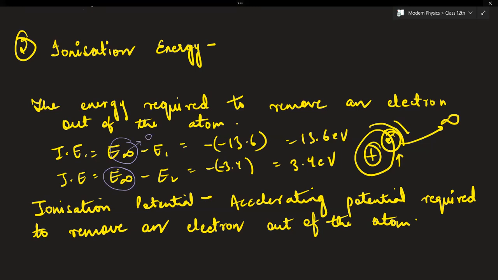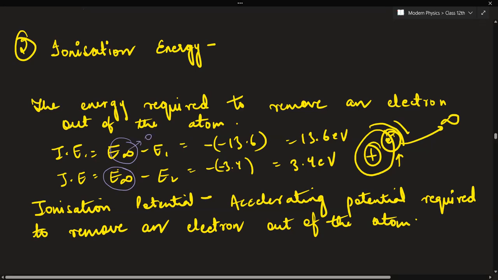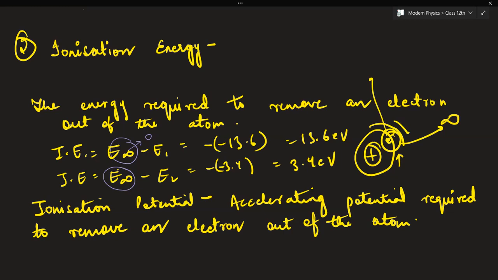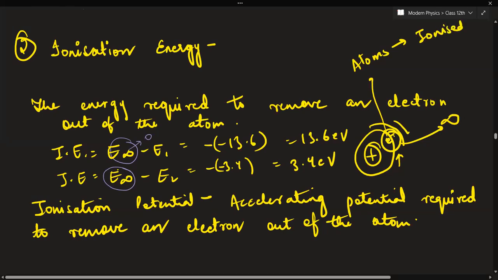And same thing with potential: whatever potential is required to provide sufficient energy to ionize the atom. Once the electron is removed, a net positive charge remains on the atom because the electron has been removed. We call these atoms ionized atoms.